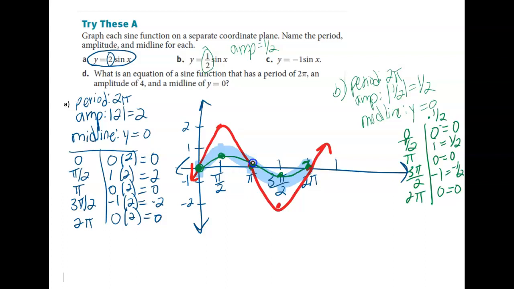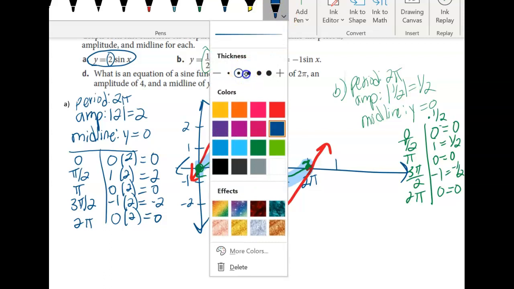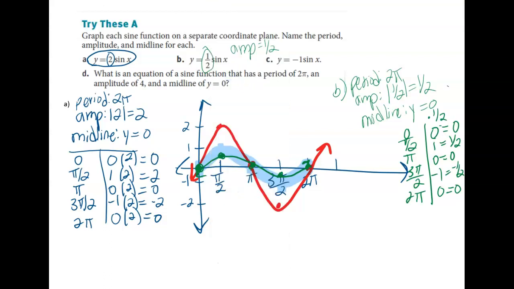So in retrospect, maybe that thick highlighter was not a great idea for the parent function. So we'll get that in a little blue, just so you can clearly see that's going up to 1, down to negative 1. Alright. And then if you were to do C, it's going to be pretty much the same.